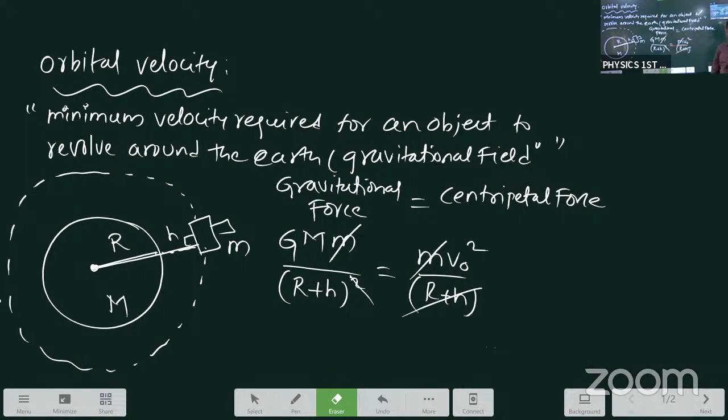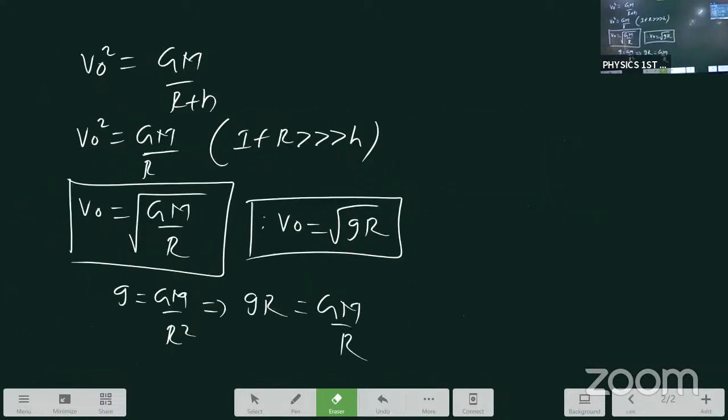Gravitational force is GMm by (R+h) square, centripetal force is mv square by (R+h). m and (R+h) cancel each other. The remaining terms: Vo square equals GM by (R+h). R is very much greater than h, so we neglect h and keep R. GM by R is nothing but gR. So the orbital velocity Vo equals under root of gR. This is the expression for orbital velocity.